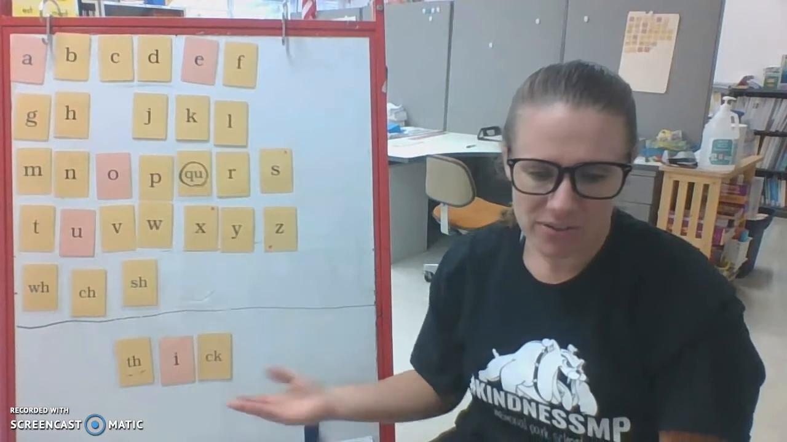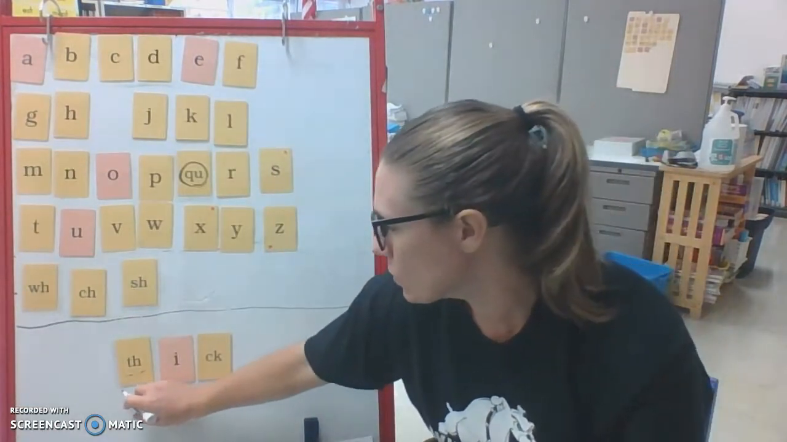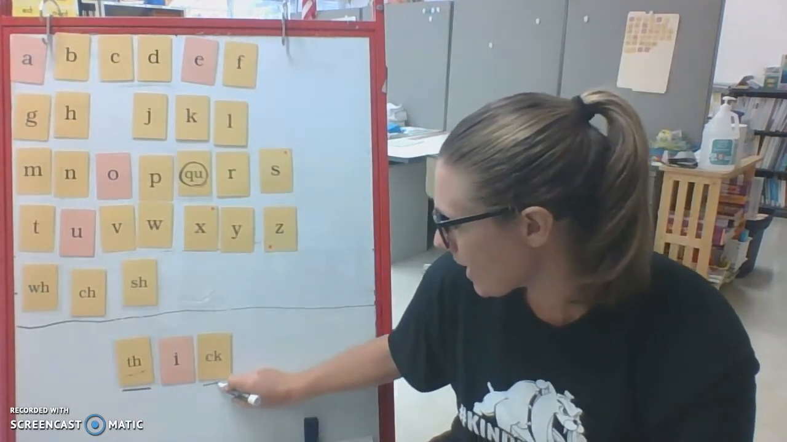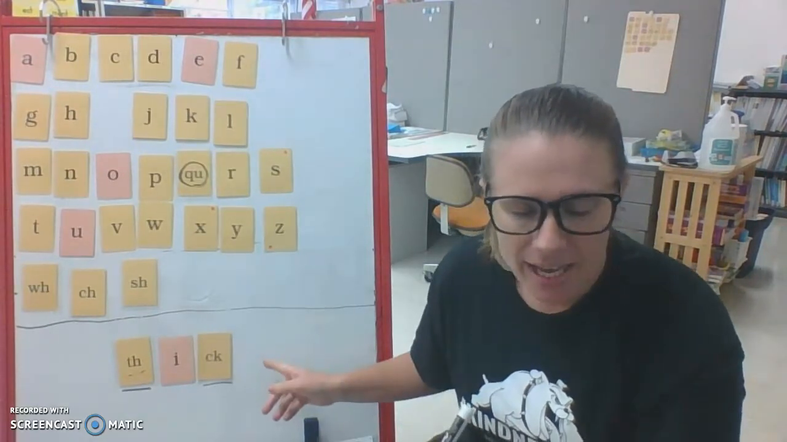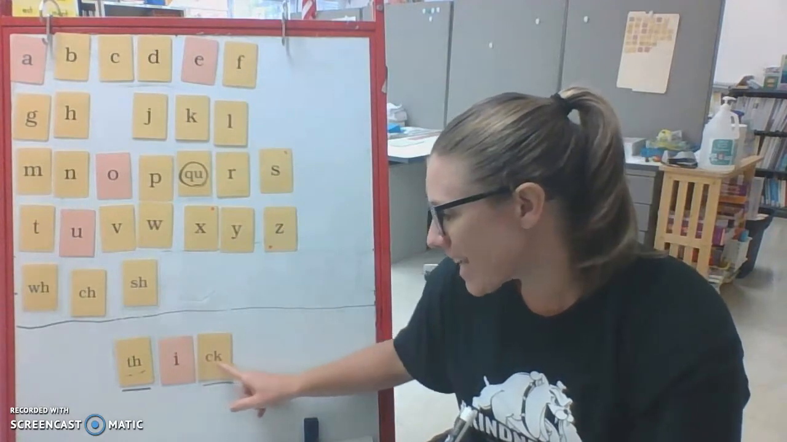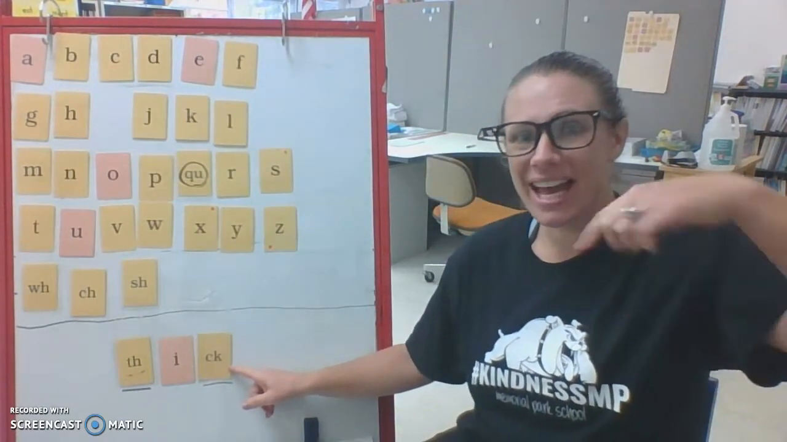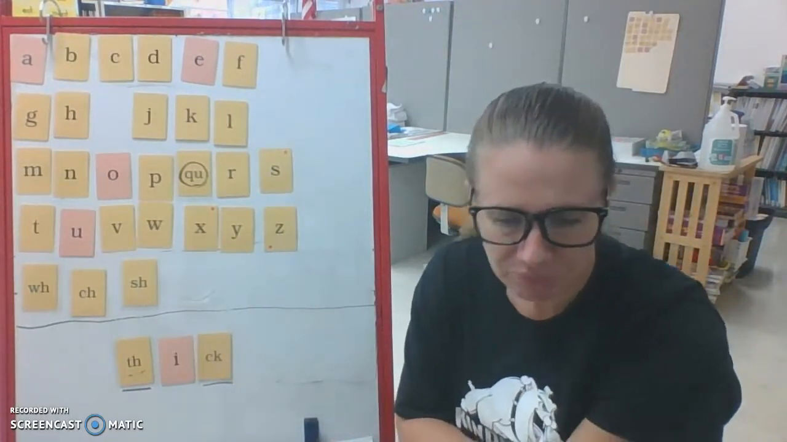How many digraphs are in this? Yeah, we have 2 digraphs. We have a TH and a CK. Do you remember the rule about CK? When it's right after a vowel at the end of a word, we use CK, not C or K. We use the C and the K teamed up together.